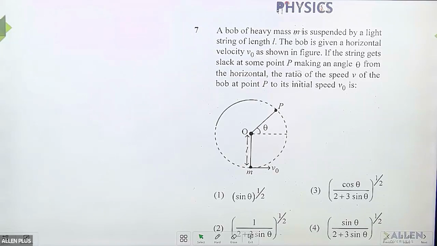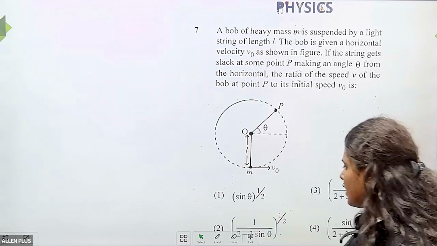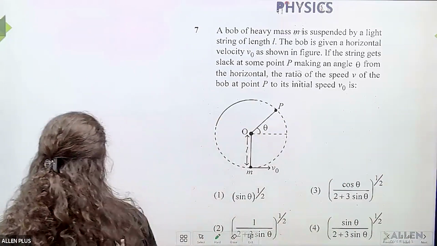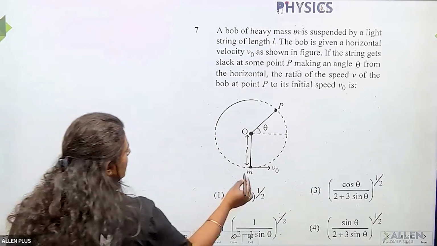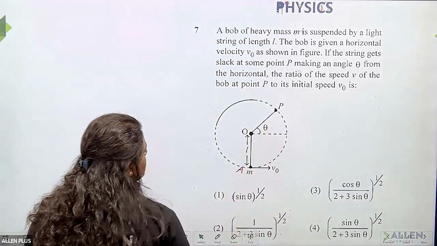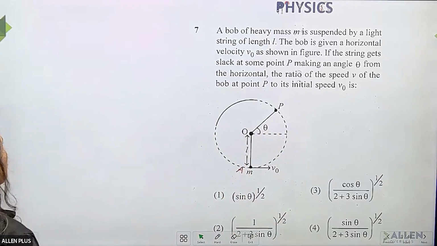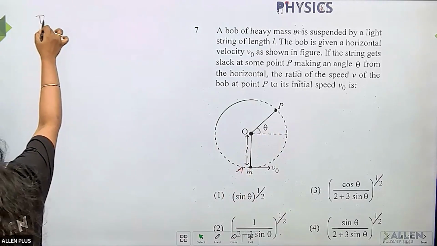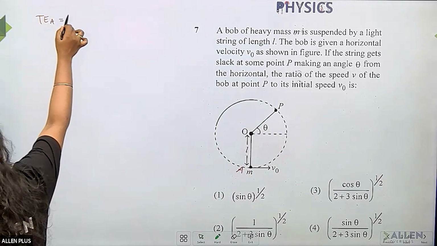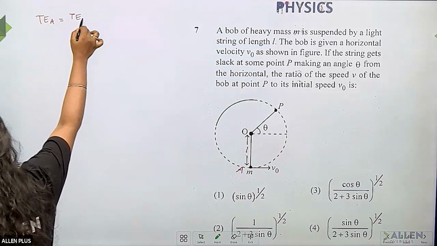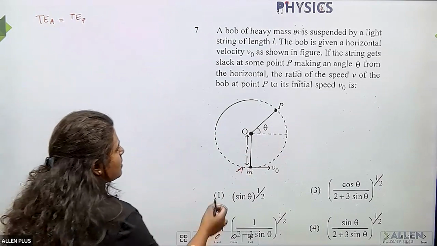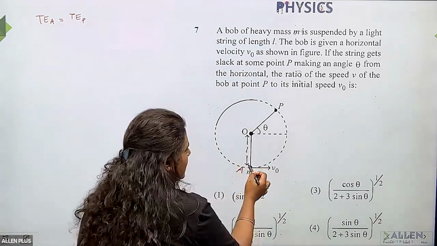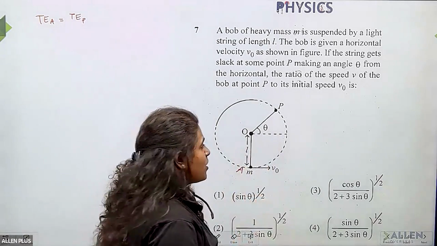Okay, so this particular question is a concept of vertical circular motion. What you have to understand is it is an application of conservation of energy again. So let me say this particular point as A and this point as B. Take it this way. My total energy at point A should be equal to total energy at point P. This particular distance is given as L, which is acting like the radius of my vertical circle.